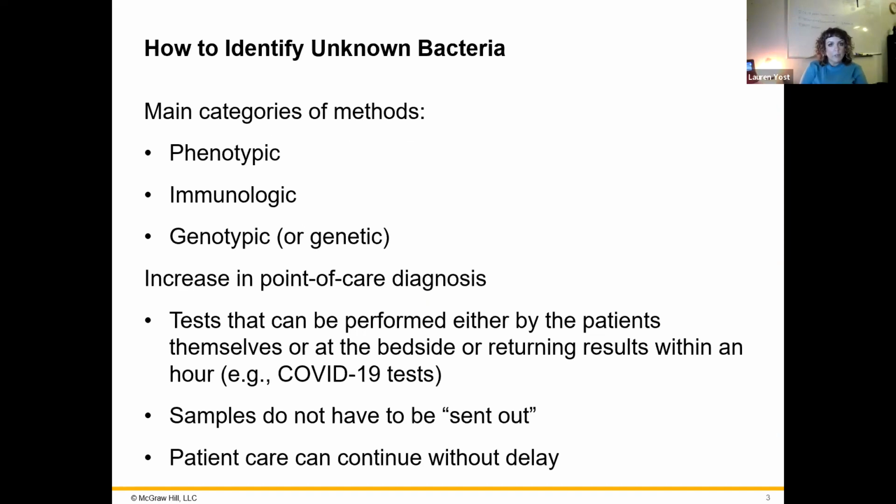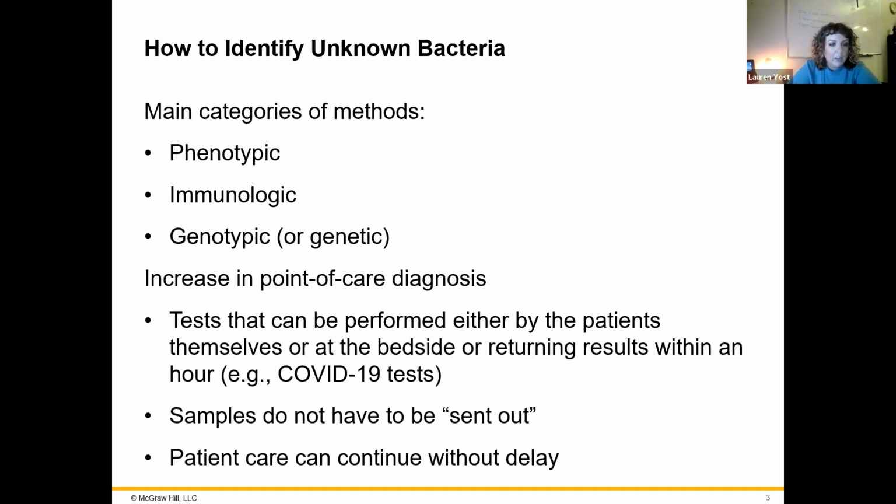So, trying to identify unknown bacteria. Your patient comes in, they're sick with an infection, and how do you figure out what's causing it? There are three main categories of methods that we would use to try to determine that: the phenotypic methods, the immunological methods, and the genotypic or genetic methods. There are some variable ones, some random ones as well, that we wouldn't really put into these categories.